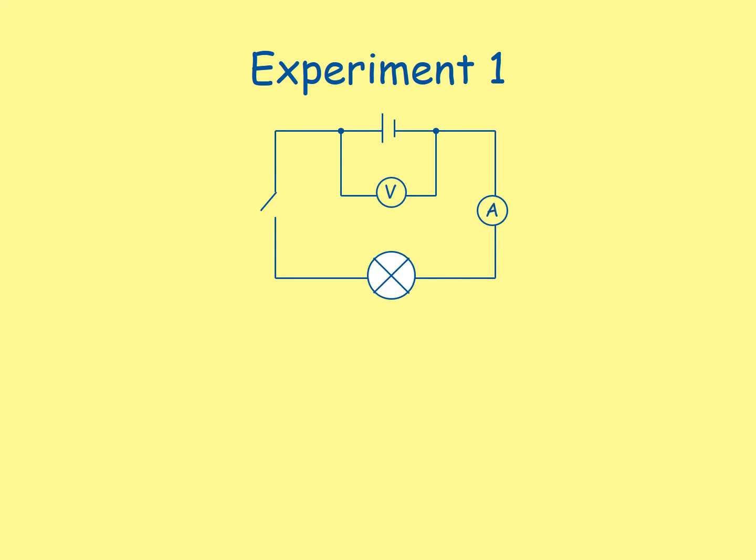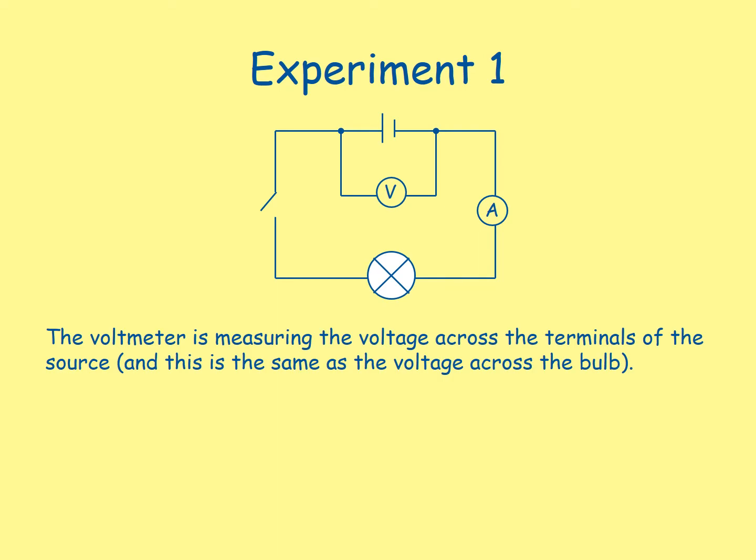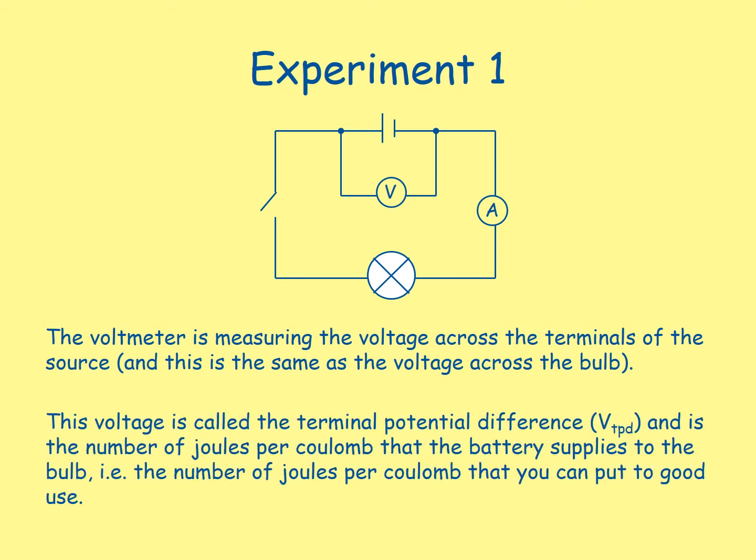Here's an experiment you can try. Set up a circuit as shown in the diagram. So you have a source, a bulb, a voltmeter, an ammeter, and a switch. The voltmeter is measuring the voltage across the terminals of the source, and this is the same as the voltage across the bulb. This voltage is called the terminal potential difference, written VTPD, and is the number of joules per coulomb that the battery supplies to the bulb, i.e. the number of joules per coulomb that you can put to good use.